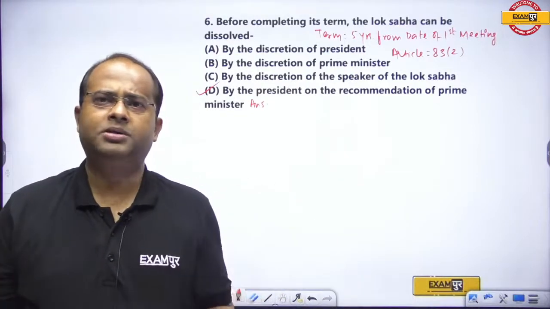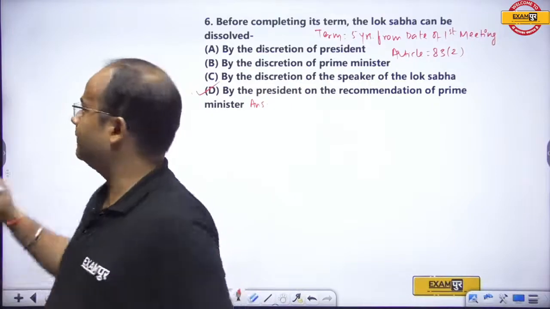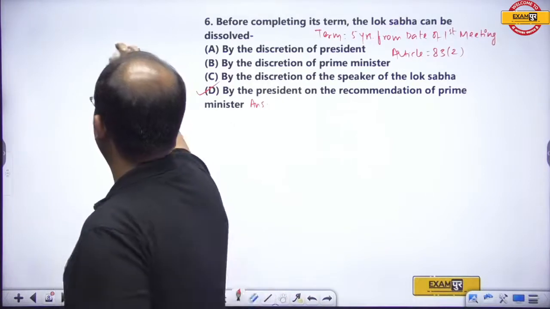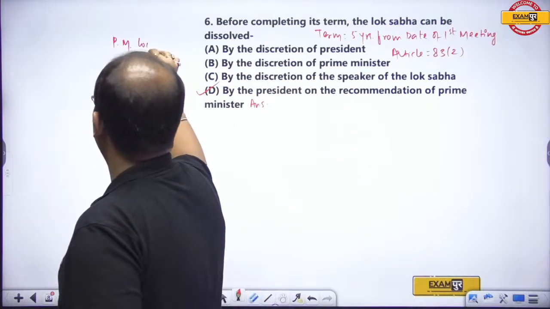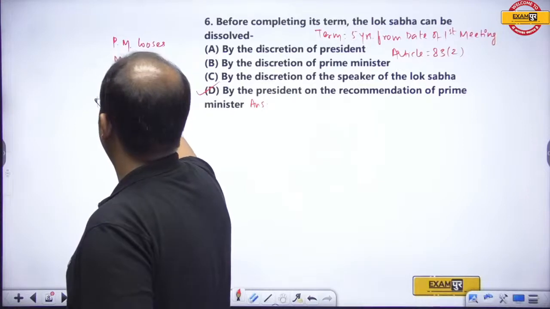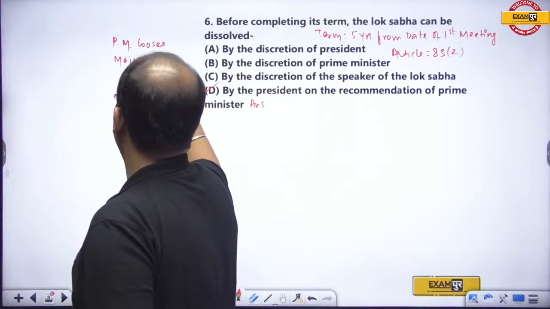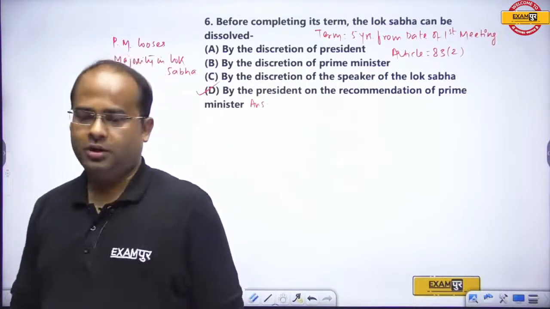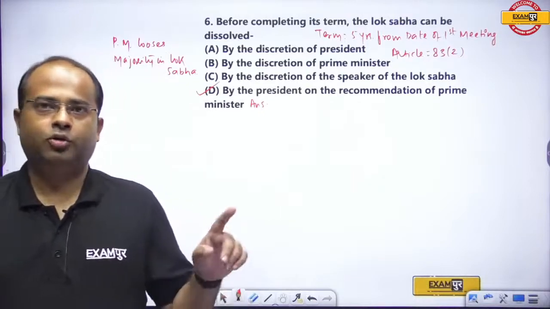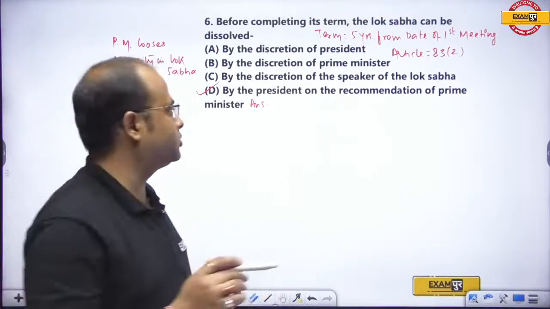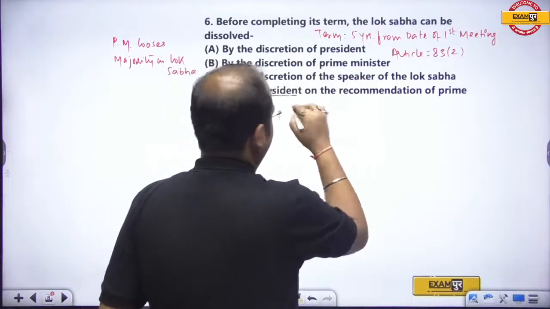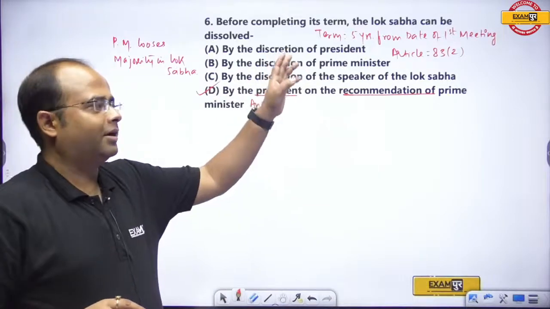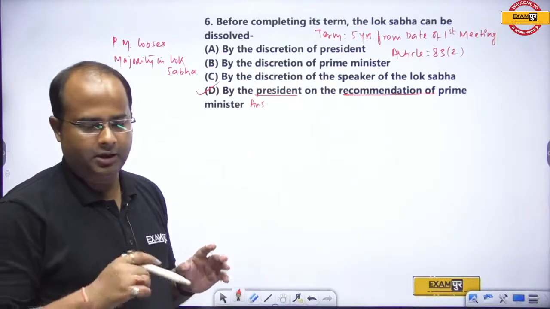For example, if the prime minister loses the majority in Lok Sabha, then the PM can recommend the president to dissolve the Lok Sabha. So Lok Sabha is dissolved by the president on recommendation of PM. So that you should remember. The normal term of Lok Sabha is 5 years from the date of first meeting.